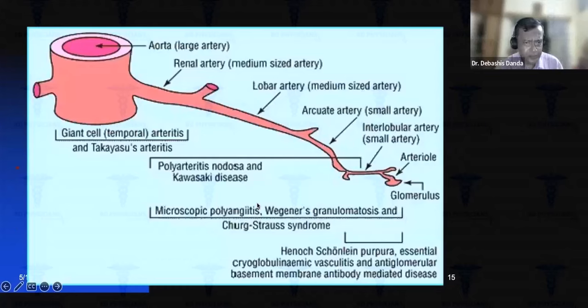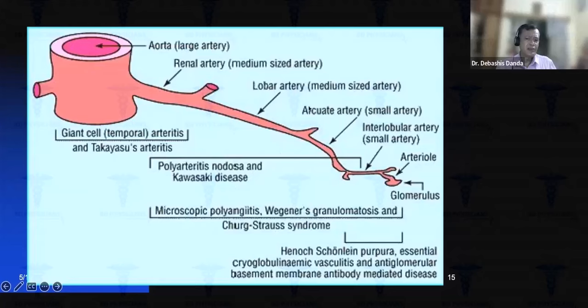So this picture shows the aorta and its main branches. The main large vessel vasculitides are giant cell arteritis, seen predominantly in the Caucasian population, and Takayasu's arteritis is the large vessel vasculitis more common in our population. So this is important to know. Whereas we have classic polyarteritis nodosa and Kawasaki's disease, which involve the medium vessels. As you can see, it involves the renal artery beyond the origin, so it becomes medium vessel. They can also have some small vessel involvement.